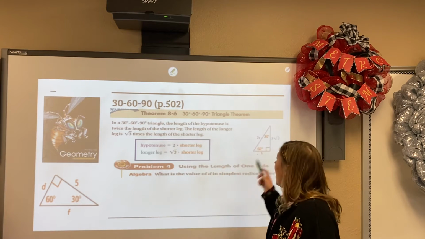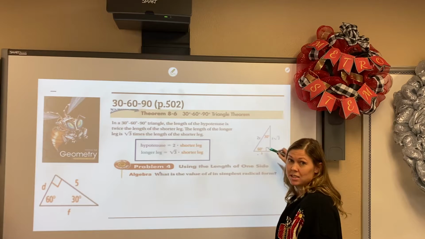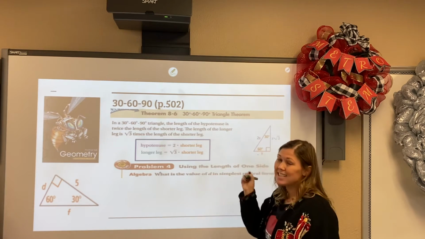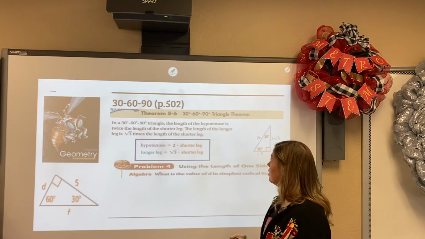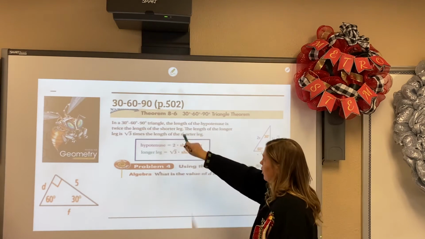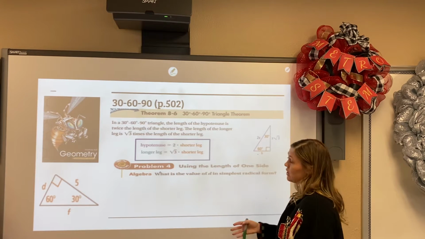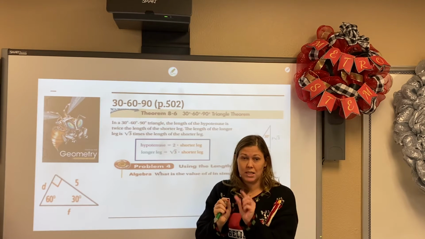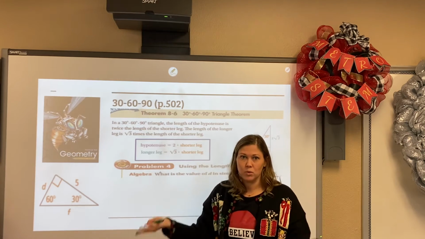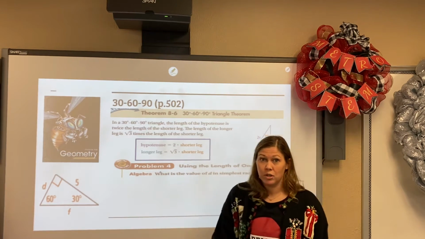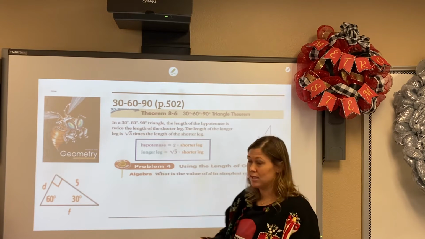So the length of the hypotenuse, which remember is your longest side, that's directly across from your right angle, is twice the length of your shorter leg. The length of the longer leg is root 3 times the length of the shorter leg. So basically the shorter leg is what we need to find. Well, how do we know which one the shorter is? It's always going to be the one across from 30 degrees, since 30 degrees is the smallest angle.